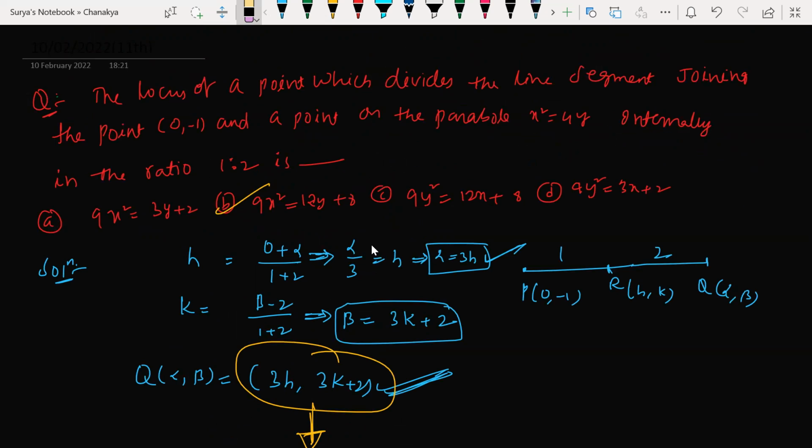Internal division. I'm using the internal division formula here. So he has given point P value. I do not know Q value. I took alpha comma beta, which is dividing in the ratio of 1 is to 2. R is my h comma k.